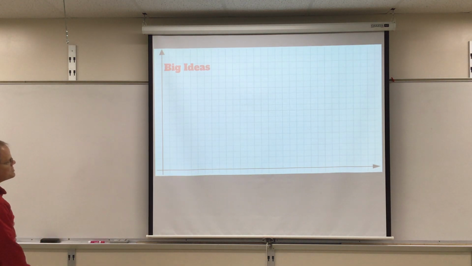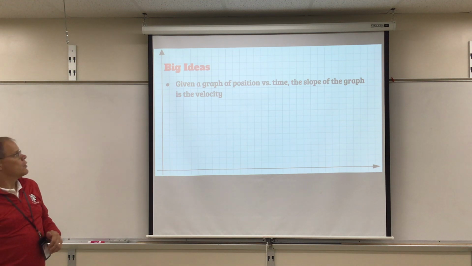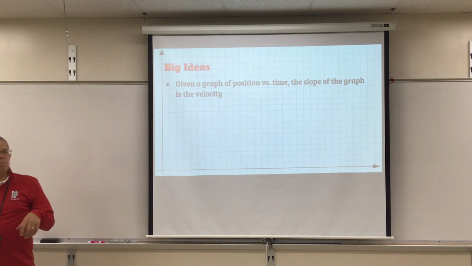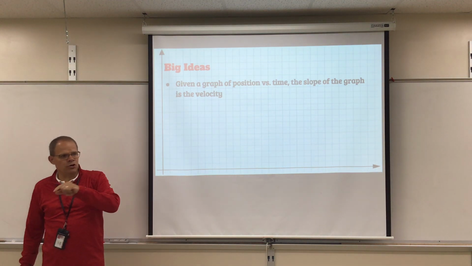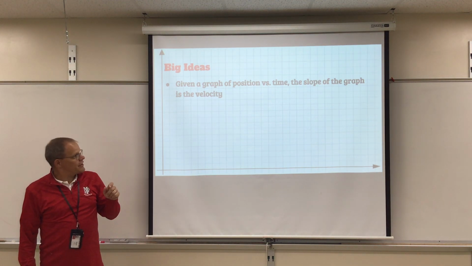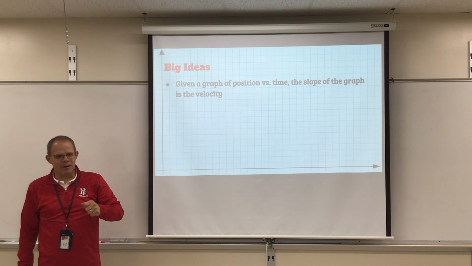All right, so we're going to move on and talk about a new idea. Quickly review what I think you know. If you graph position versus time, the slope is the velocity. I know you know that because, except for the 3 of you that can't spell velocity, you all got it on the warm-up, right?